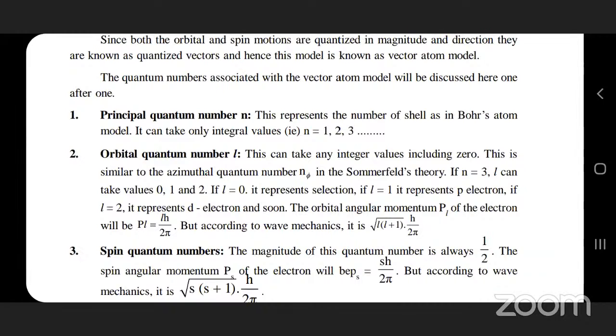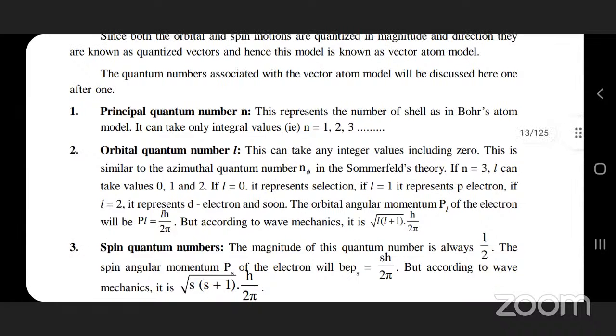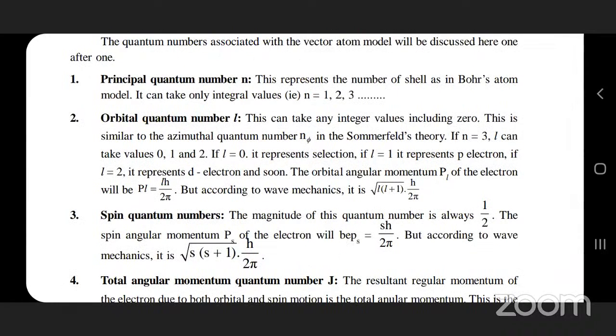What are the quantum numbers associated with this vector atomic model? The first one is the principal quantum number, denoted by small n, which gives the number of the shell from Bohr's atomic model, so it takes n equals 1, 2, 3 and so on.